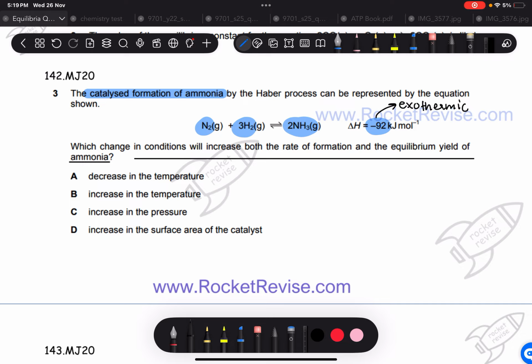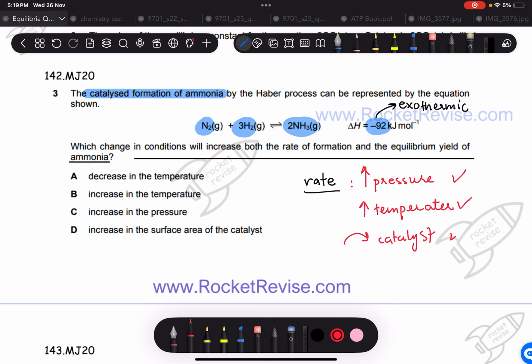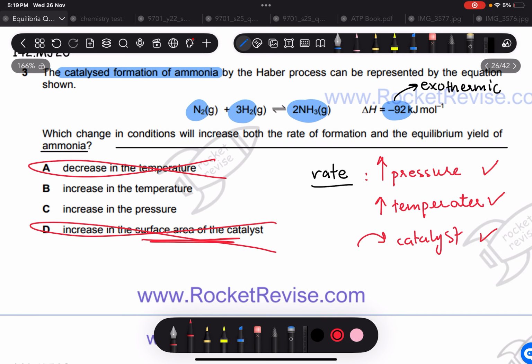So firstly, rate increases. We are not talking about yield right now, we're just talking about rate. Rate increases if you increase the pressure, or if you increase the temperature, or if you add a catalyst. These 3 things are going to increase your rate. So decrease in temperature, no. Increase in surface area of the catalyst, no. Either it's going to be increase in temperature or increase in pressure. Now we have to check these both will increase the rate.